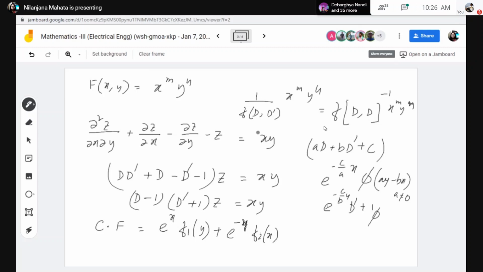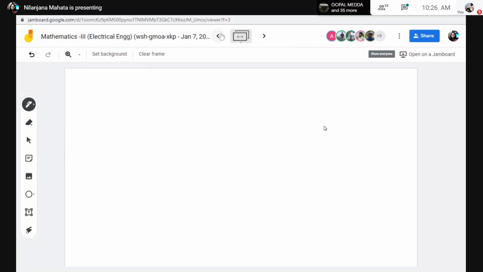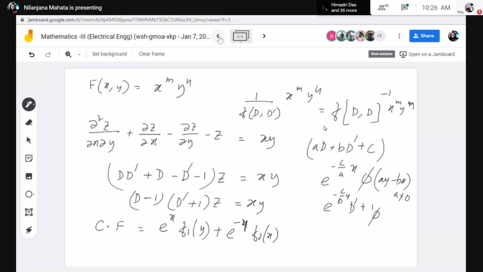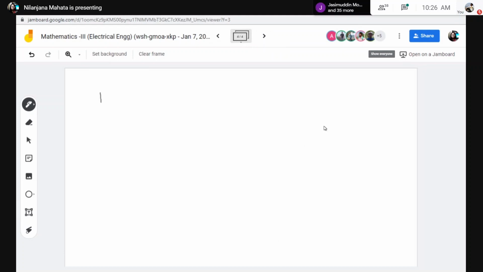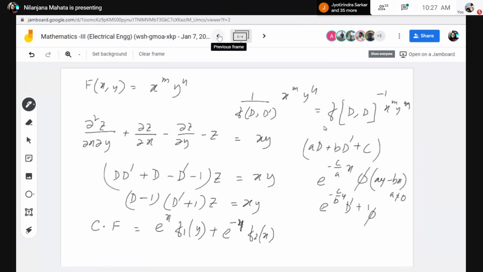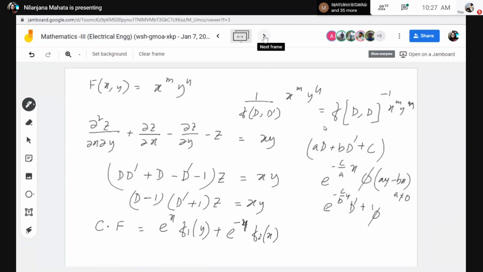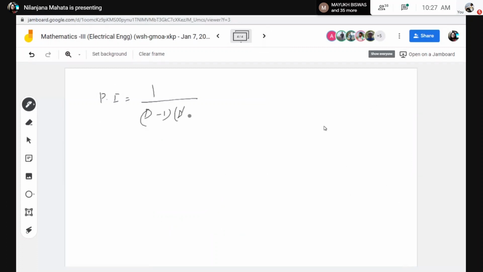Okay, so my PI is 1 by (d minus 1)(d dash plus 1), or which is plus and which is minus, (d minus 1)(d dash plus 1), operated on xy, right?